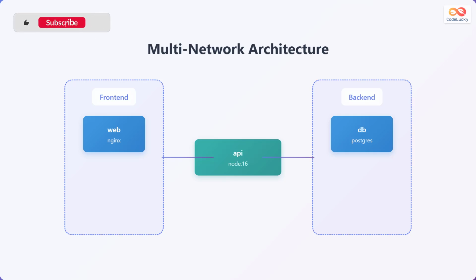This slide illustrates a multi-network architecture. On the left, we have the front-end network containing the web container. On the right, we have the back-end network containing the database container. In the middle sits the API container. This container acts as a bridge between the front-end and back-end networks. This setup provides isolation between the web and database containers, while still allowing the API to communicate with both.